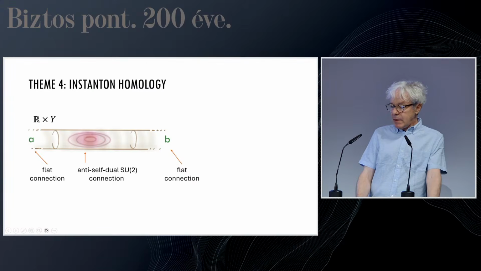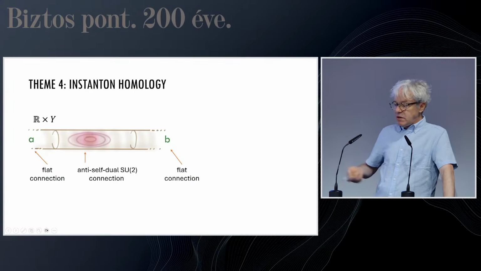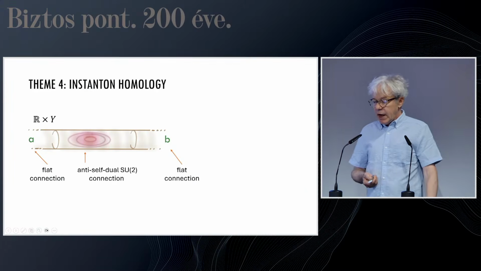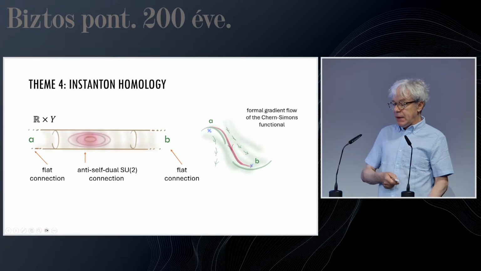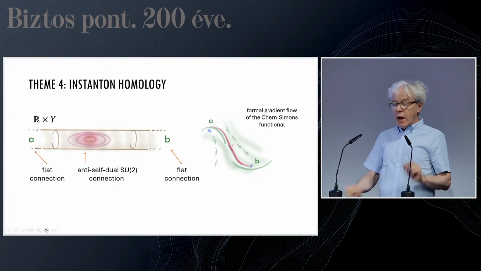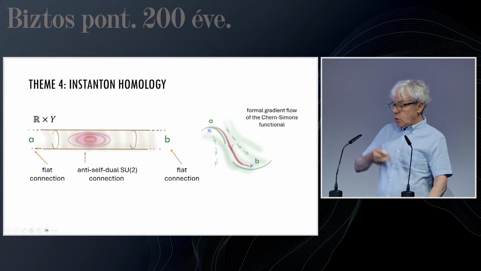I'm not going to say much about Floer homology, but I'm going to say a little bit about it here. We've seen this picture before. This is an anti-self dual connection on a cylinder. It's a flat connection A at one end and a flat connection B at the other. And I mentioned that the equation is a gradient flow equation. So you can think of this solution as a path in the space of connections on Y. As such, it's a gradient flow line from a critical point A to a critical point B.